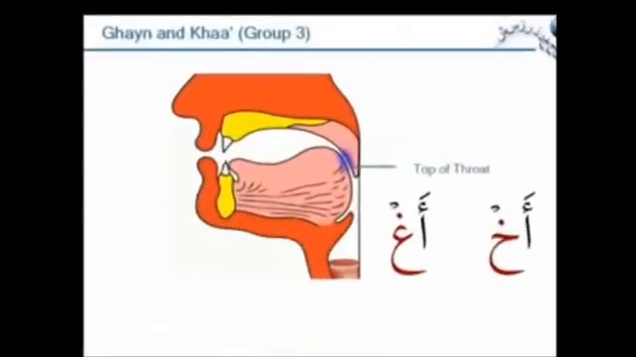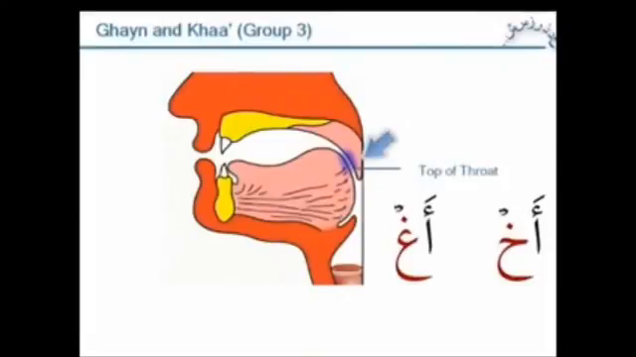The top of the throat then is the letter kha and ghain. We've got them in red here because they are the heavier letters. The first one with sakin would be akh, akh, and you have to sometimes overemphasize this. Then we have the ghain, which would be agh, agh. So we have akh and agh.